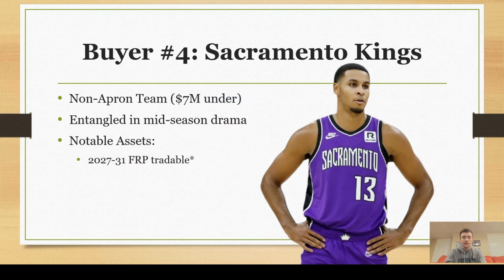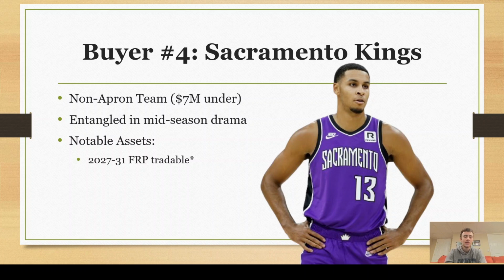Now our last team, our last buyer, is the Sacramento Kings. They're also the fourth non-apron team on this list. We know they were entangled in some mid-season drama, but since then they have been dominant, on a great stretch right now. They have broken .500 and are now in the playoff push. It looked like they were completely out of it when they were 13 and 20.